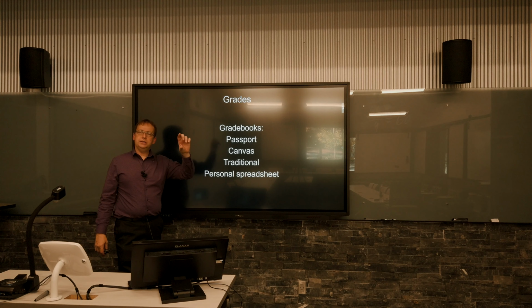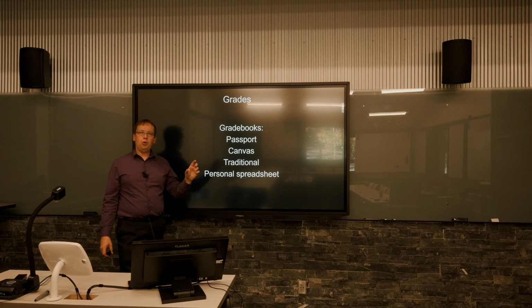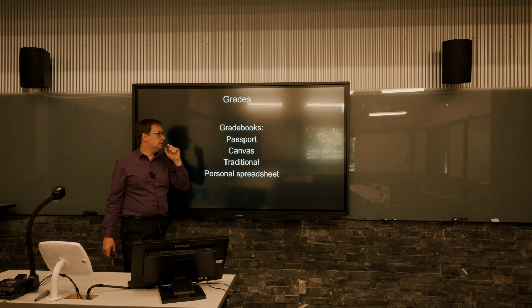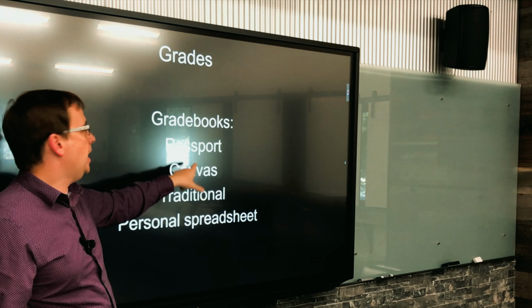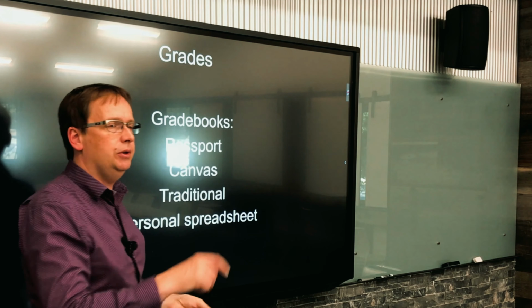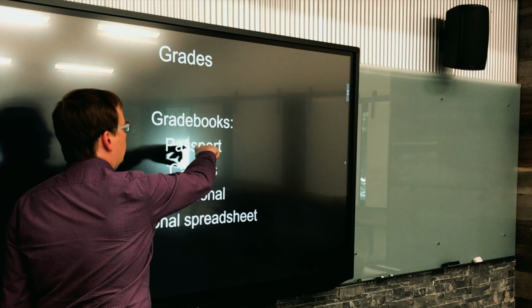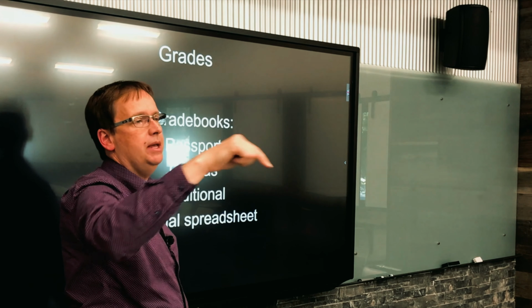Canvas has a gradebook. You can set up all your assignments in there, all your points, and what you would do at the end of the quarter is get your final letter grades, A, B, C, D, or F, and then simply type those in or cut and paste. You could do this with your keyboard into Passport, and that will ask you to submit your final grades.